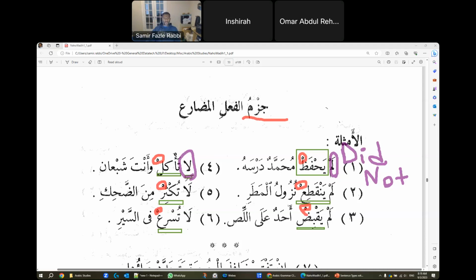But anyways, let's go here. So the la ta'kul, because we're going to cover that later. La ta'kul, la tukthir, la tusri'. These ones over here on the left.